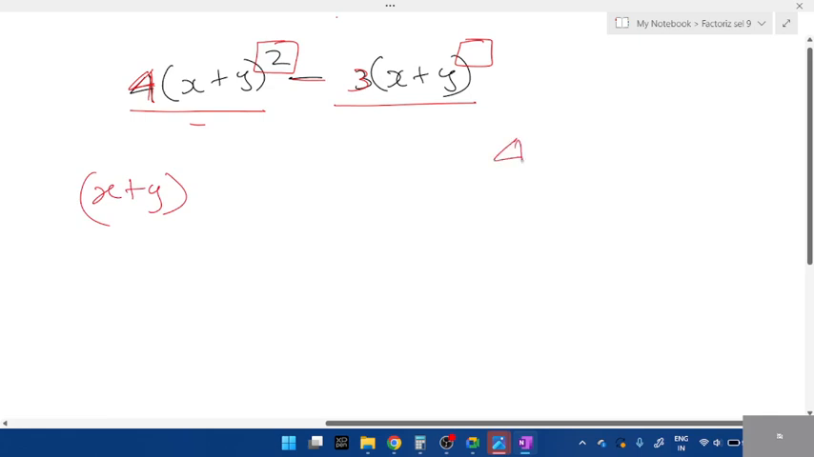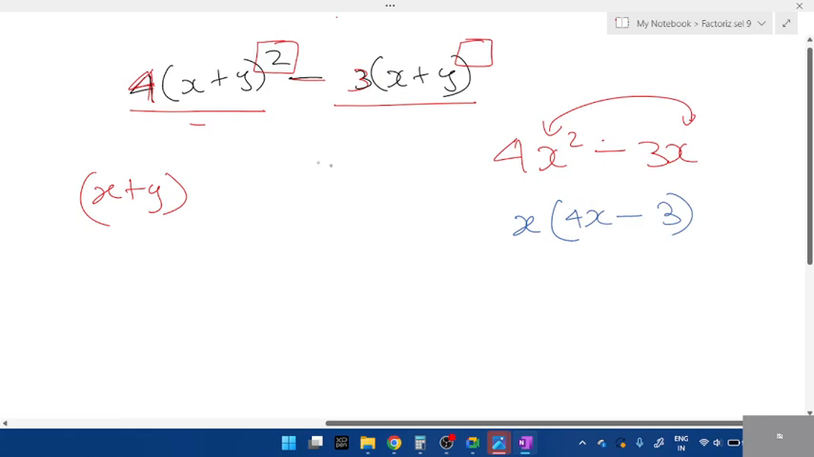See, it is like this. If the question is like this, how will you all solve? 4 and 3, nothing is common. Just ignore. X square and x, which is common? It is common. X in bracket, what will you get when you divide? You get 4x minus 3. The same concept you're going to do, but instead of that, bracket method.